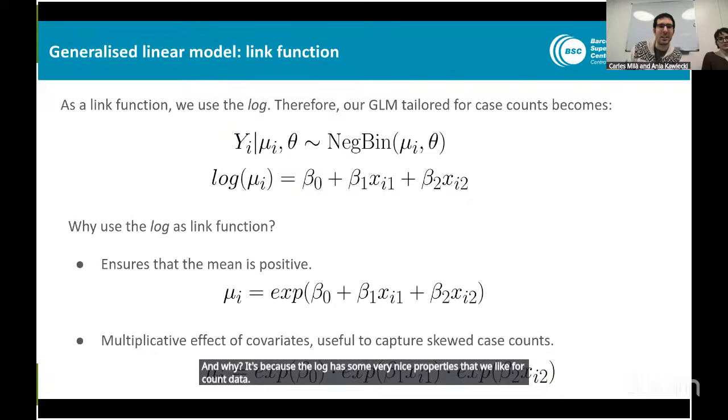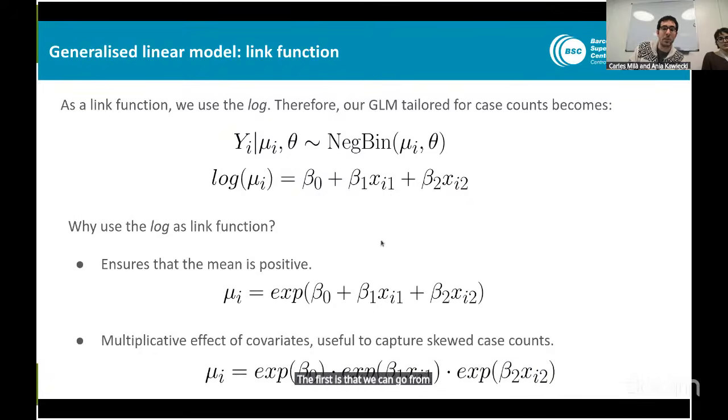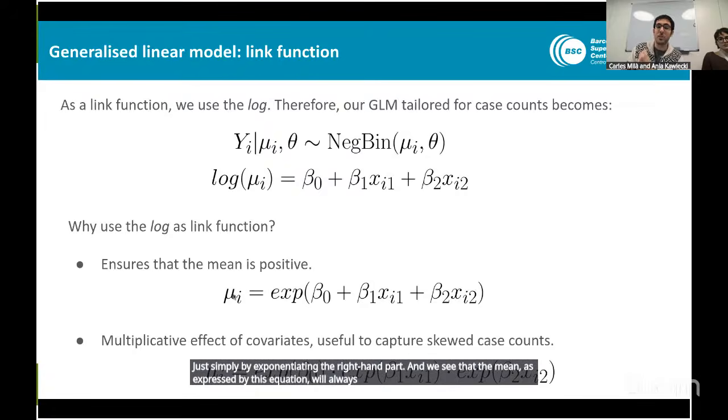And why? It's because the log has some very nice properties that we like for count data. The first is that we can go from this equation of the linear predictor to this, just simply by exponentiating the right-hand part. And we see that the mean, as expressed by this equation, will always be positive, which is something very interesting because we know that counts will always be positive. So this is something we like.